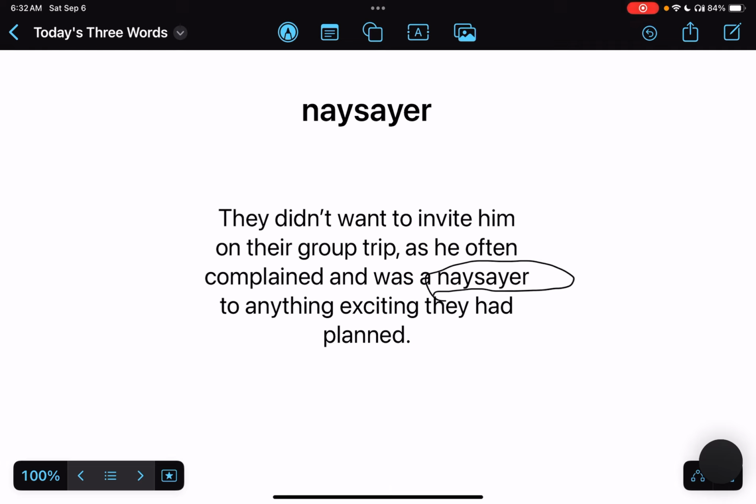He seems like he's better suited for things that are routine and familiar. But anyway, naysayer again means one who opposes or is skeptical about things. So he's skeptical about what they're doing. He doesn't get excited about things that are unfamiliar. And he also complained often. So why bring someone who complains a lot on a trip when they're not going to make it enjoyable for everybody else.